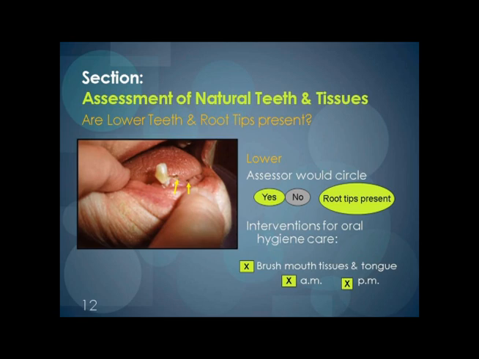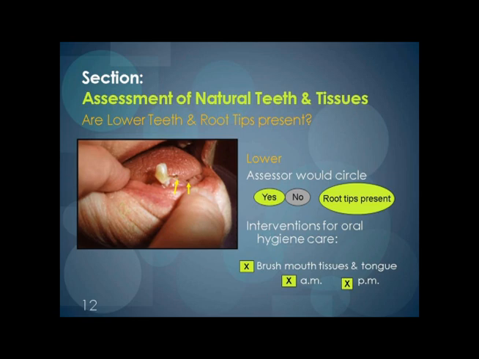This slide shows a resident with a single lower tooth and several root tips present. The tooth is undermined by root caries or decay, which makes it very fragile as it could easily break off. Sometimes when teeth break off, they are aspirated, leading to aspiration pneumonia.